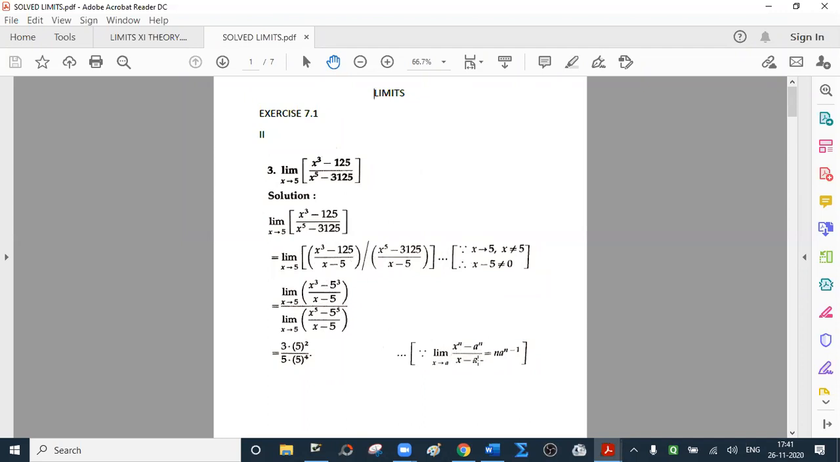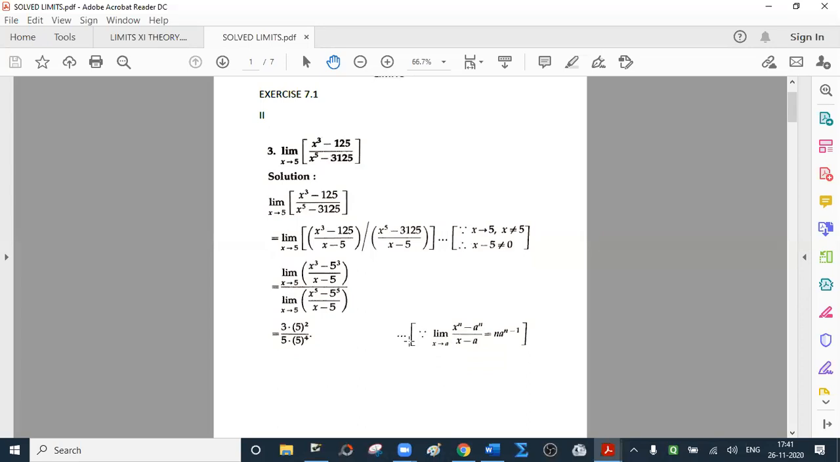Now apply this result. So in the numerator, it is 3 into 5 square. In the denominator, it is 5 into 5 raised to 4, right? In fact, you can simplify this. So what will be the answer? It will be 3 upon 5 cube. That is 3 upon 125 is the final answer.